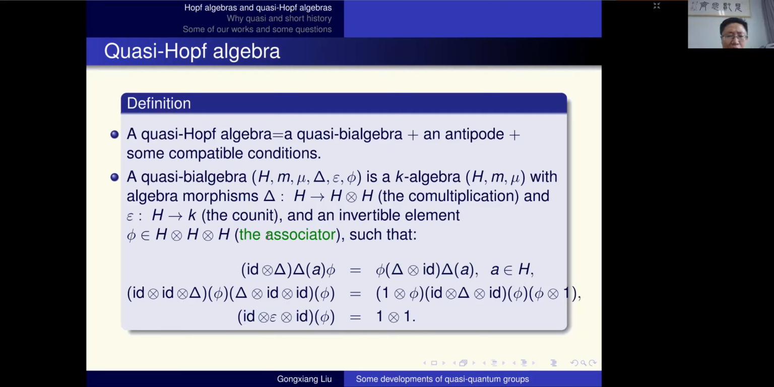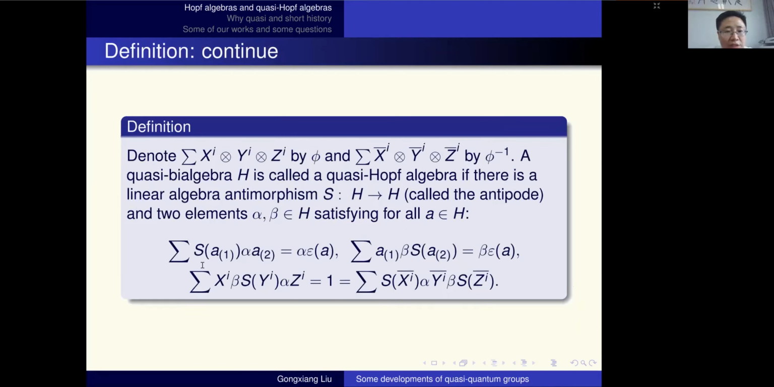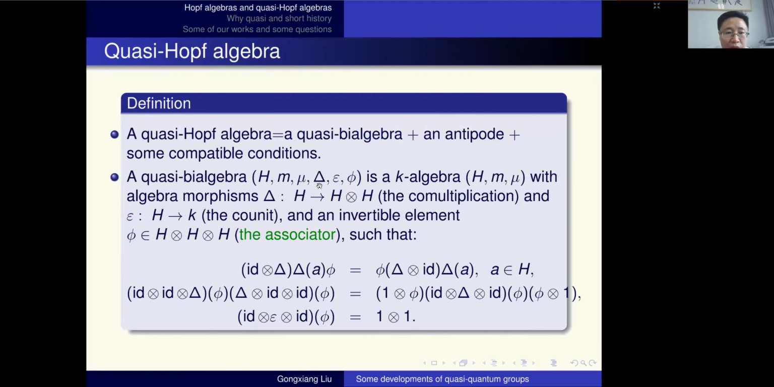Maybe you can ask why we can find such a very complicated concept, the associator. We will tell you the history of how we found such an element, the associator. Anyway, at this moment we need to accept this concept. The co-associativity is not valid now, but it's valid up to a conjugation by the element phi. This phi is called the associator. So the associator is a very key point in our talk.